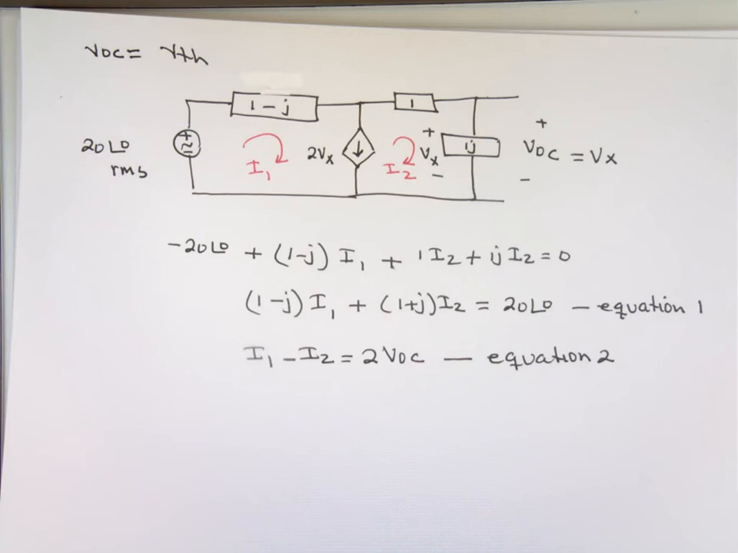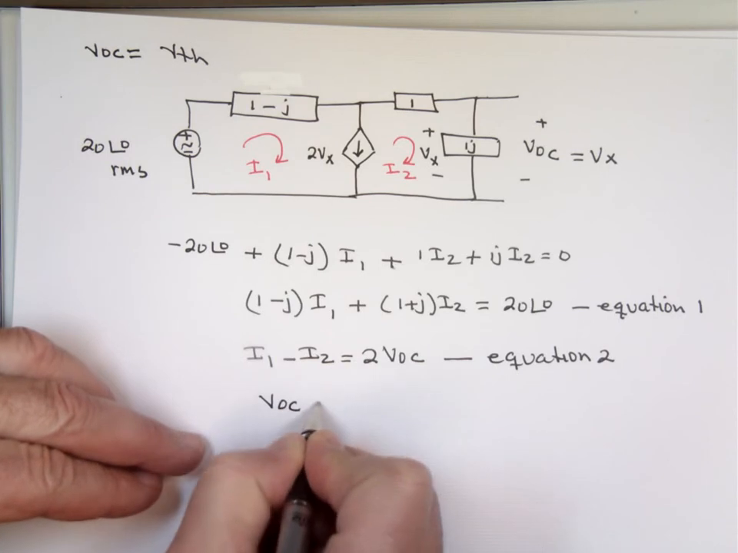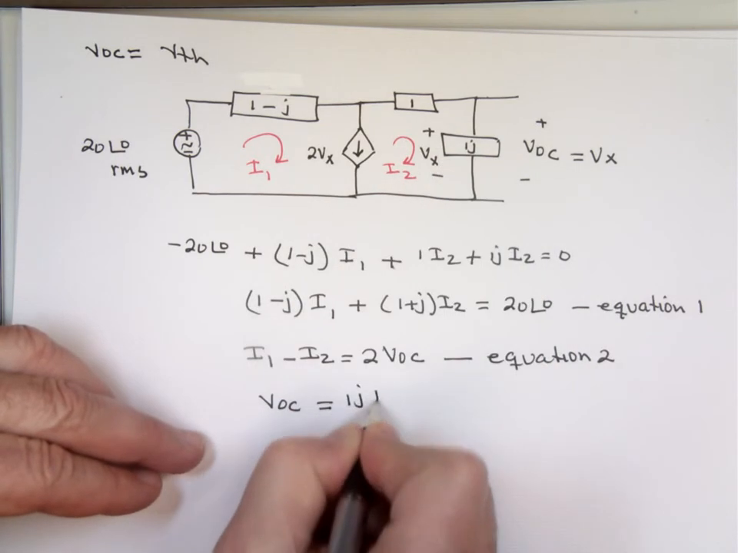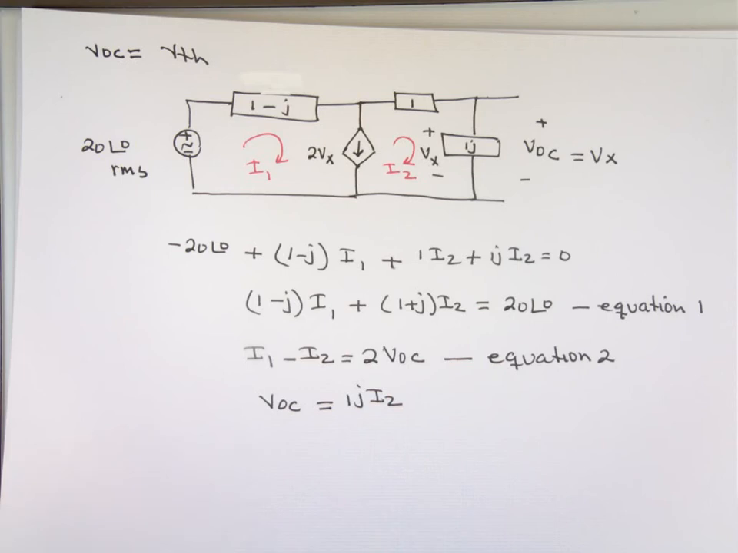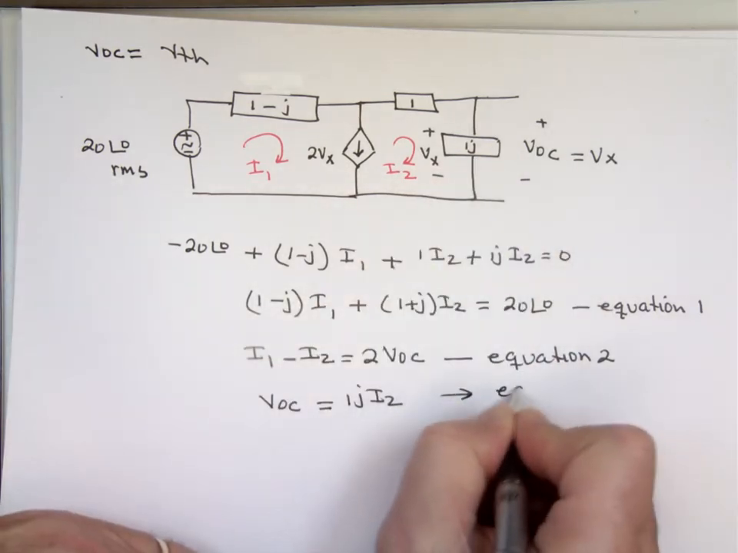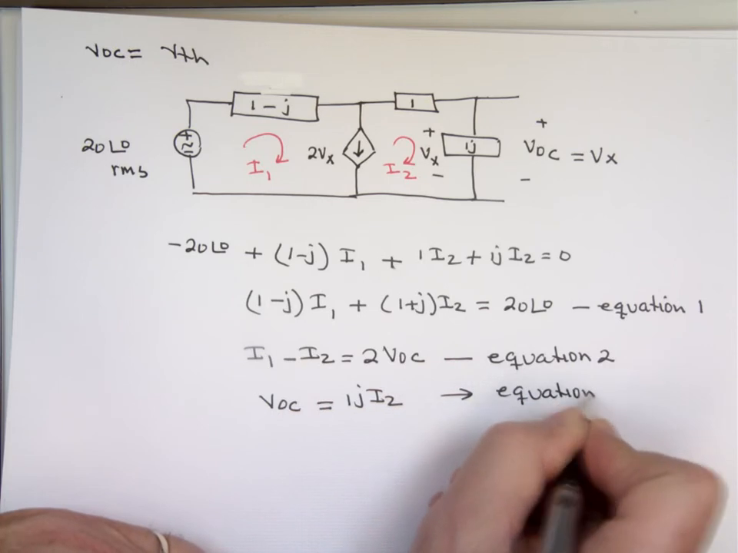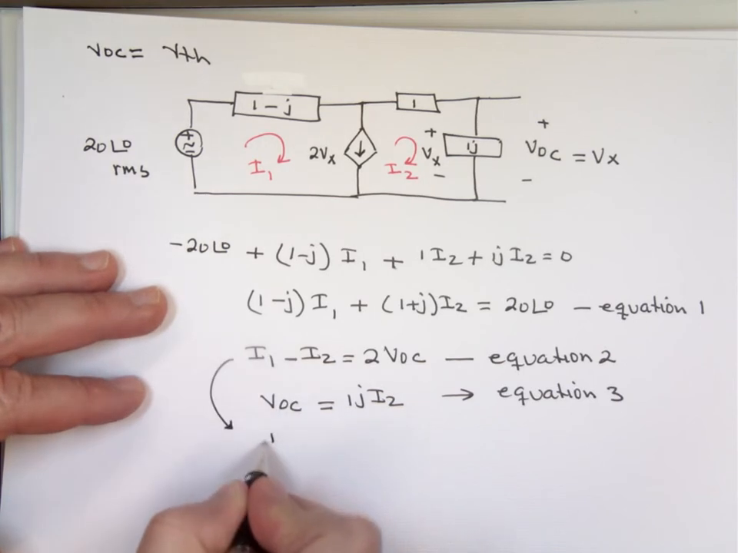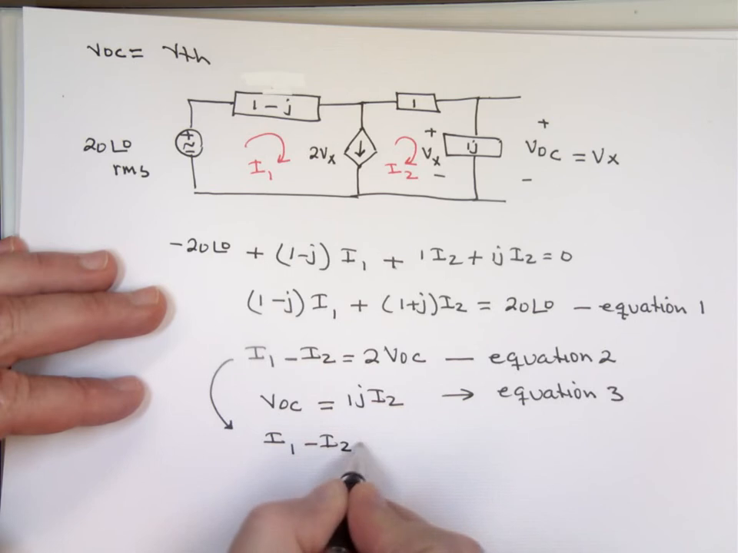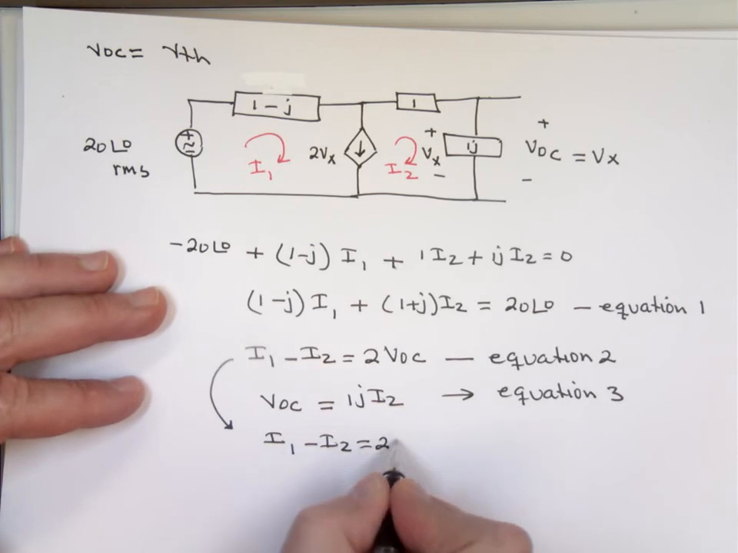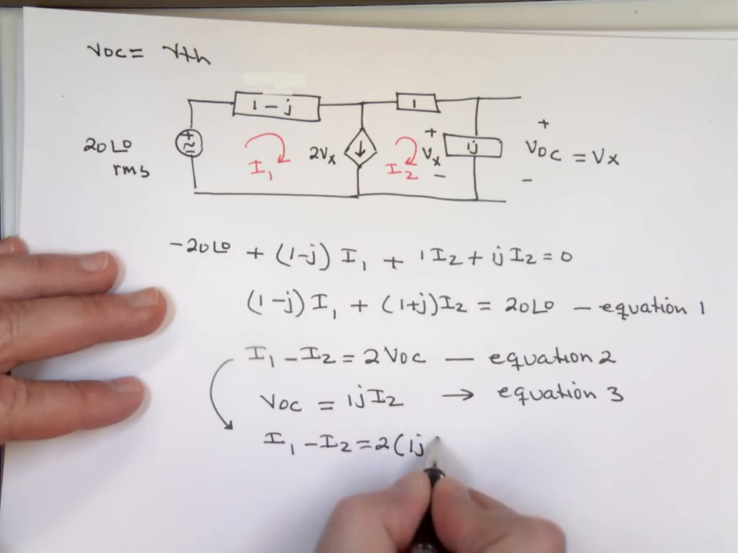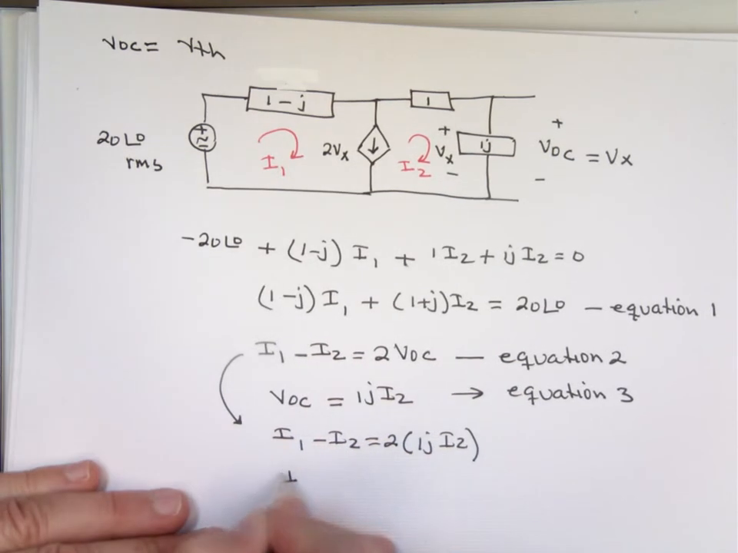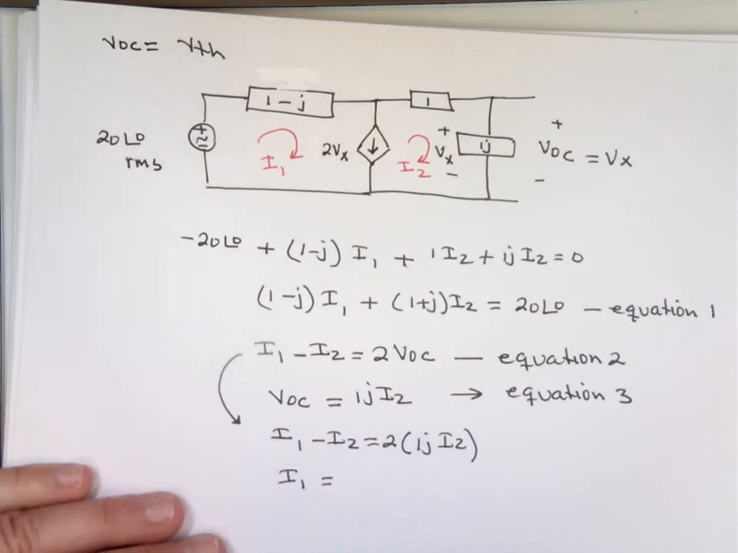Yep, V open circuit equals what? 1j times I sub 2. Right here. That's my third equation. Now, if you plug it in here, if you take this equation, this becomes I sub 1 minus I sub 2 equals 2 times 1j I sub 2. Move the I sub 2 there. What's I sub 1 equal to? This becomes (1 plus 2j) times I sub 2.